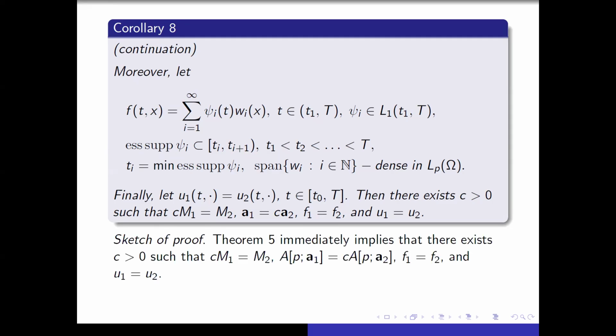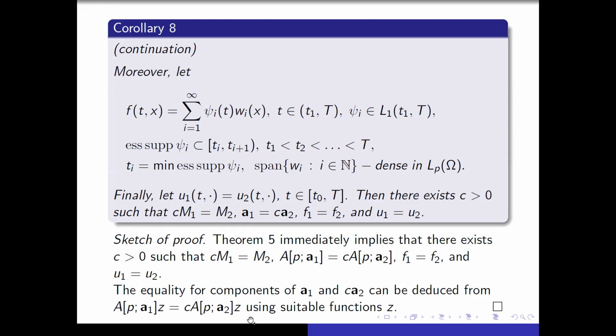So the theorem in the abstract case immediately applies: there exist u1 and positive c such that these relations are satisfied, and f1 equals f2 and u1 equals u2. But if we choose a suitable set of argument functions, it's possible to prove also that the coefficients are equal to each other, which is quite natural to expect here.